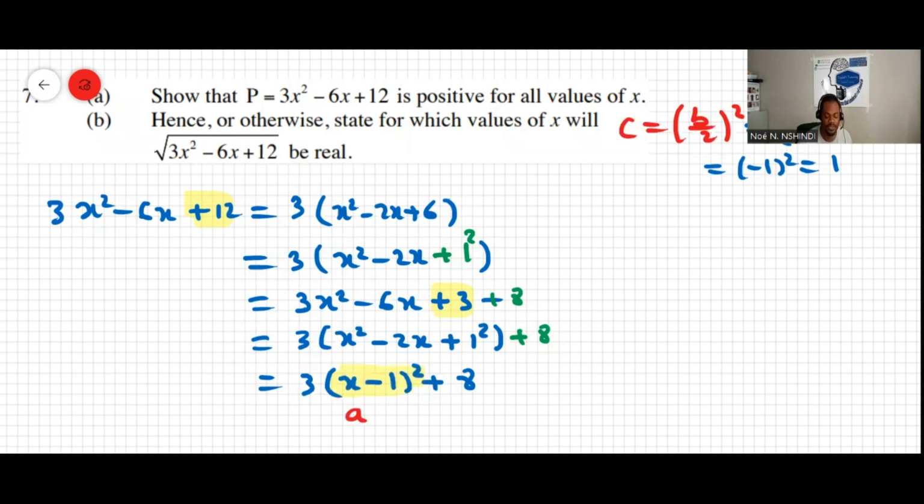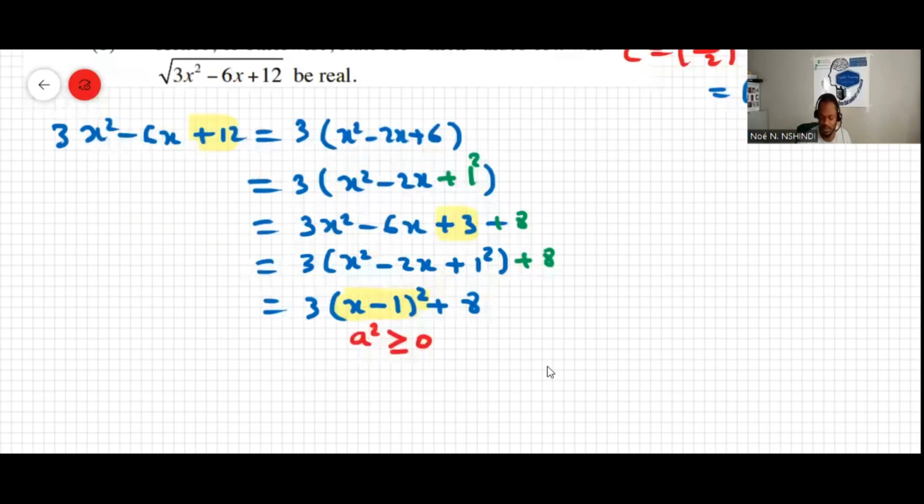x squared is always positive or 0. And now multiply by a positive number 3, it will always be positive, okay? And plus another positive number, this will be positive. Therefore, I'll say here, plus another positive number here will make a positive number greater than 0. So that's positive, that was A.